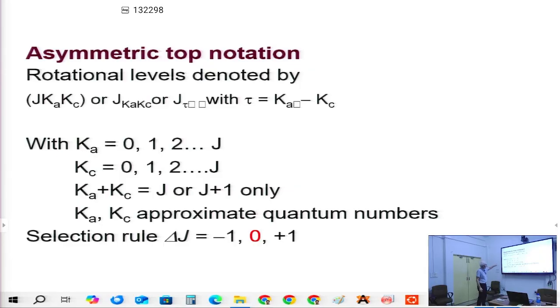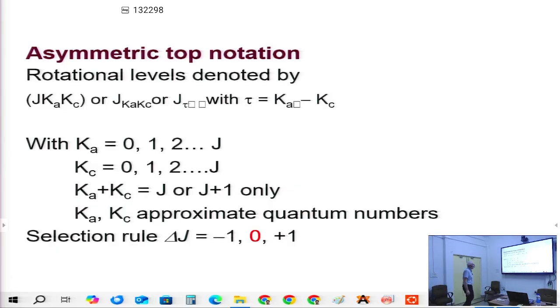There are 2 notations. The standard one is Ka and Kc: the projection of J on the A axis and the projection of J on the C axis. They have a fairly strong rule that the sum of them can only equal J or J plus 1. So actually, for a given Ka, there are only 2 Kc values possible: J minus Ka or J plus 1 minus Ka. They're only approximate quantum numbers, but they are very, very widely used.